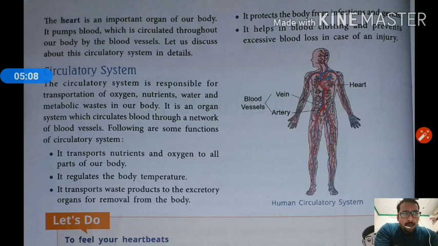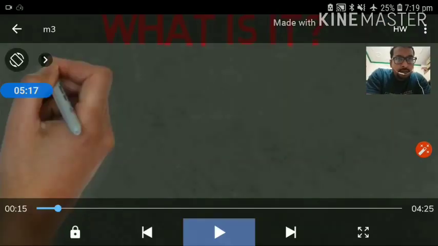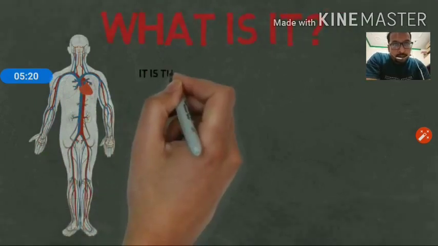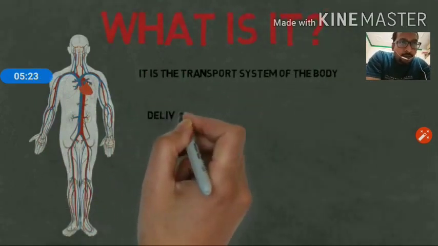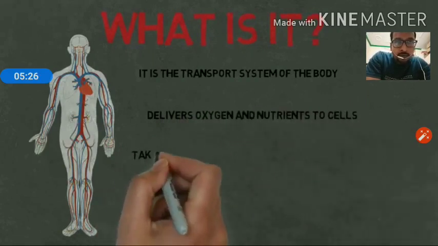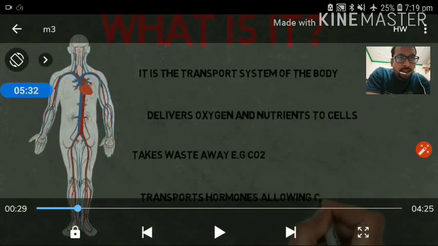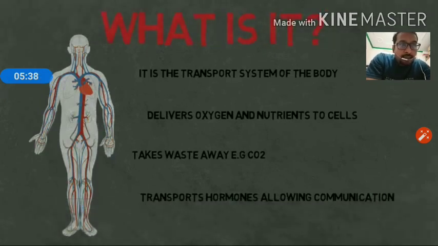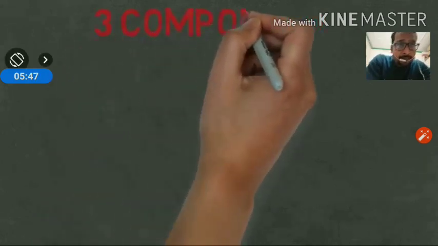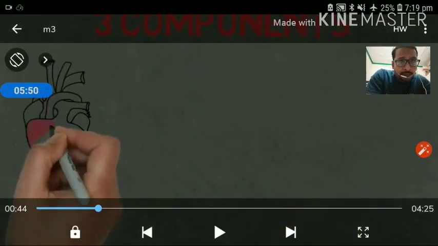I would like to share one more video which will help you to understand how the circulatory system works. So let's begin and understand what it is. It transports all the blood all over the parts of the body. It delivers oxygen and nutrients to all parts of the cells. As you can see, it also takes away the waste. Number one, carbon dioxide, which is produced whenever the cell uses oxygen.